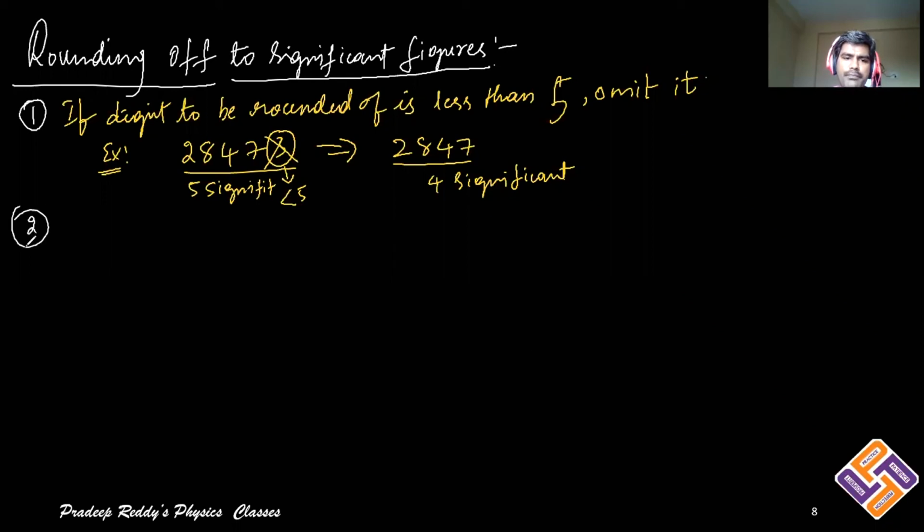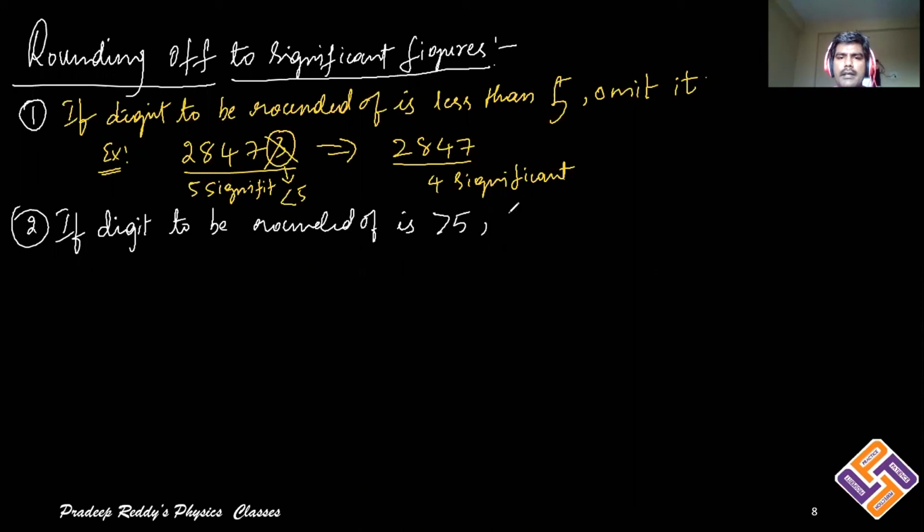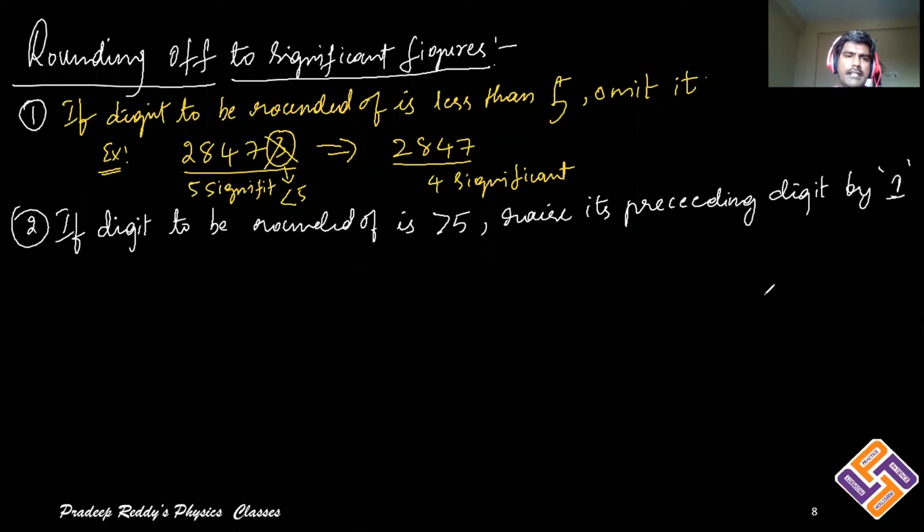Rule number 2. Rule number 2 is, if the digit to be rounded off is greater than 5, raise its preceding digit by 1. Raise its preceding digit by 1.